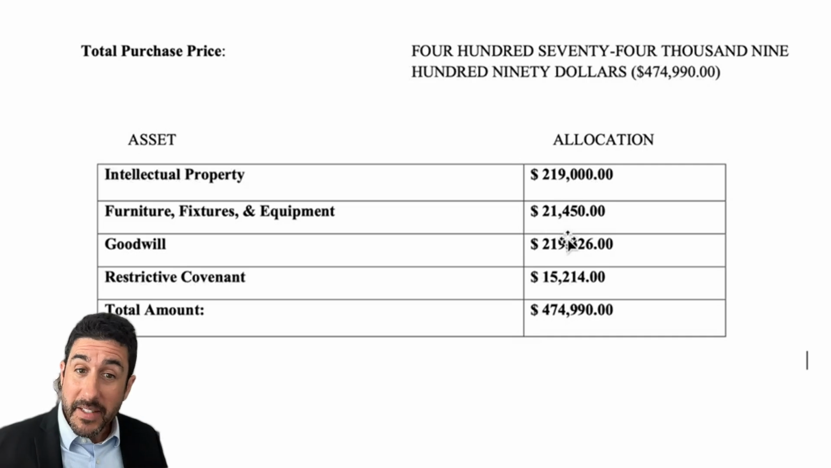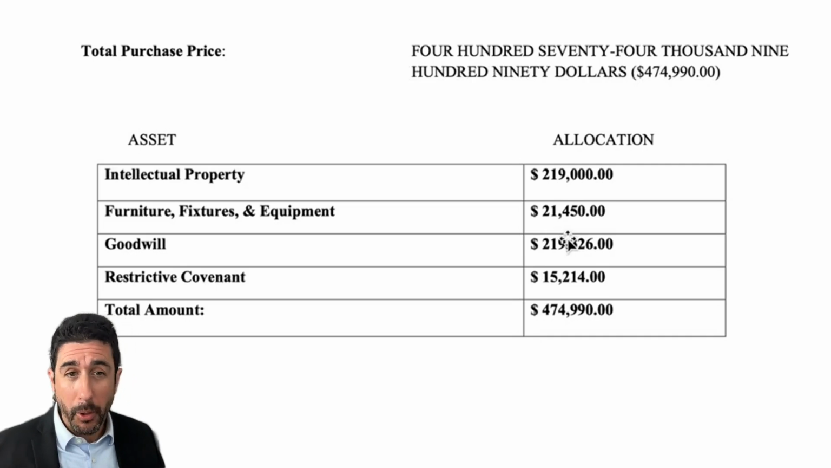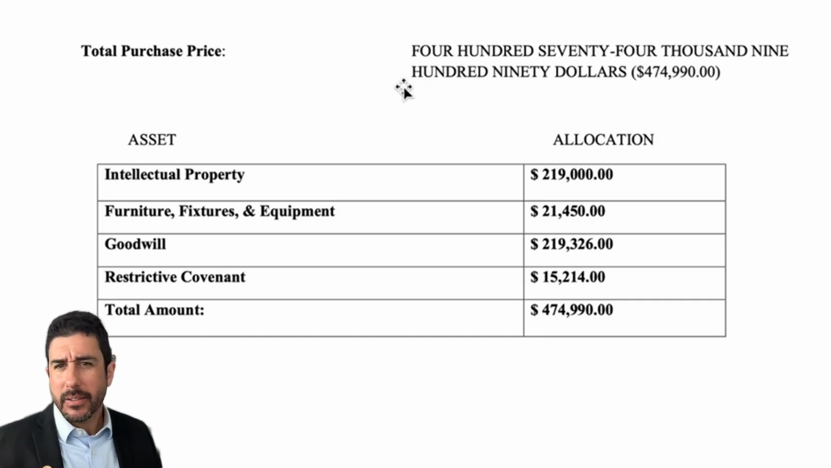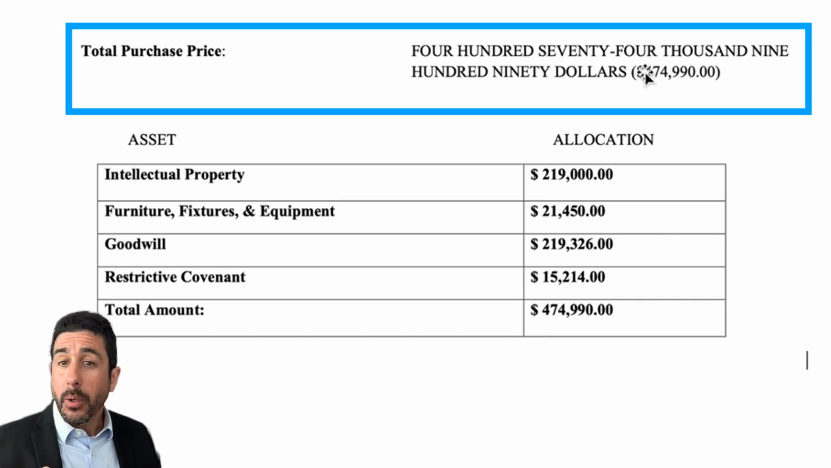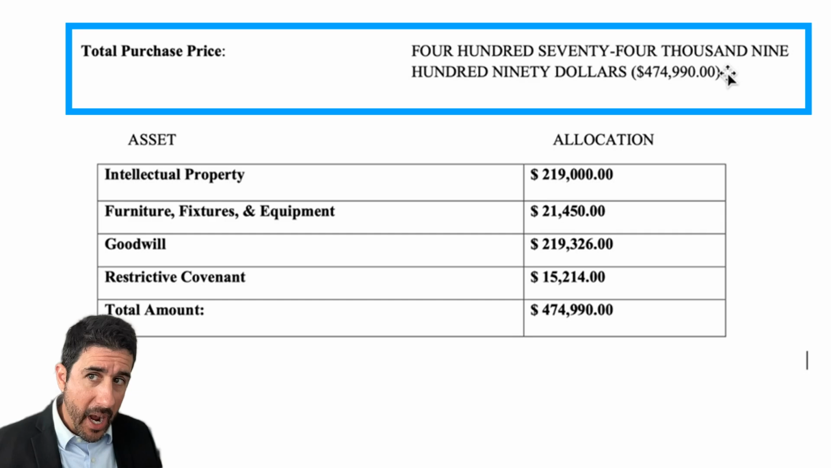Today, I'm going to get right into asset allocation. So let's take a look at an actual purchase price asset allocation. This is an actual deal. The names have been changed to protect the innocent, and it was done sometime last year. The total purchase price was $475,000, but this is how it was allocated.